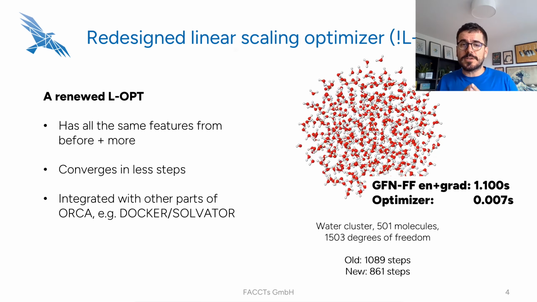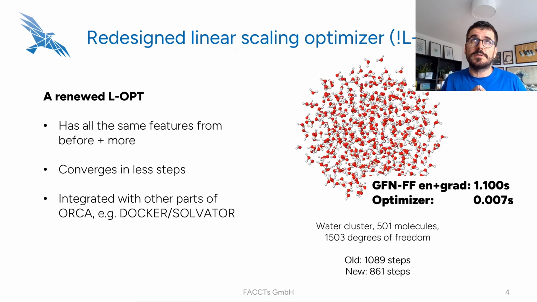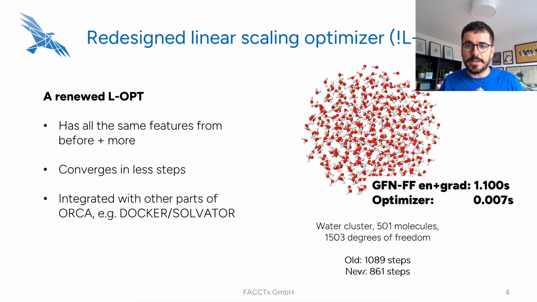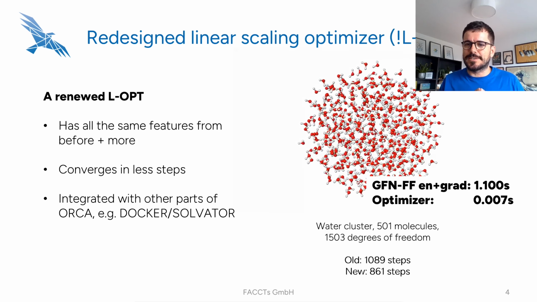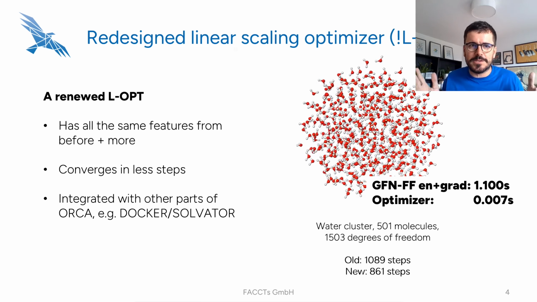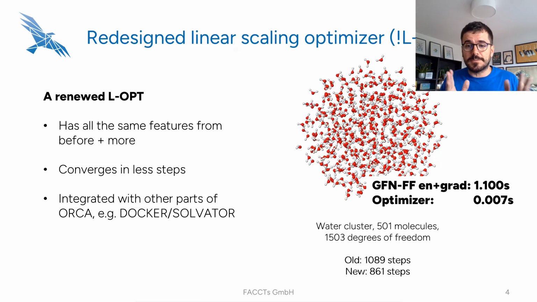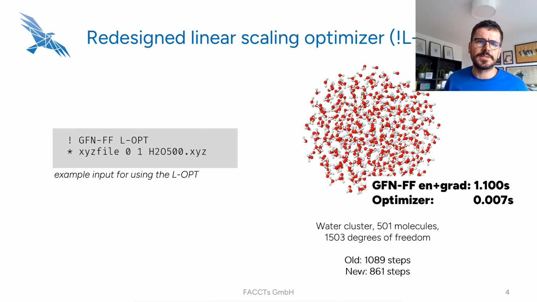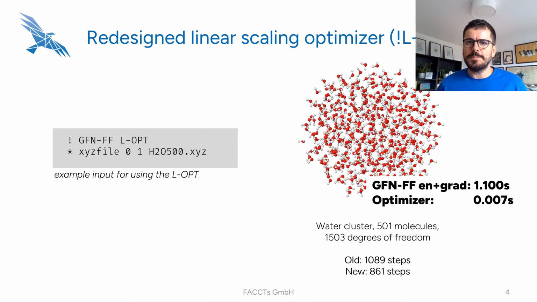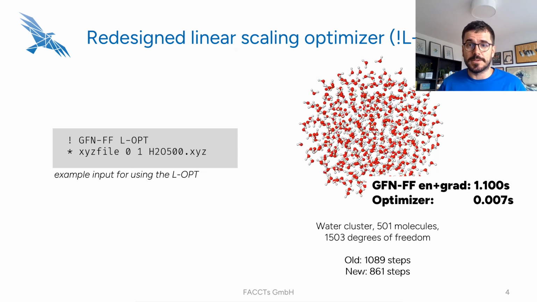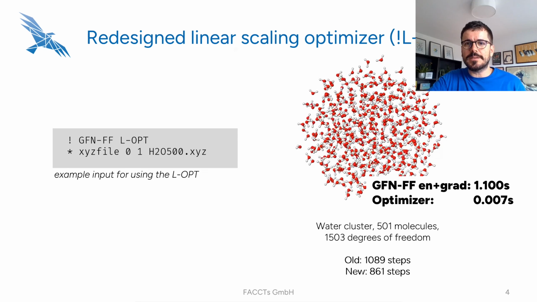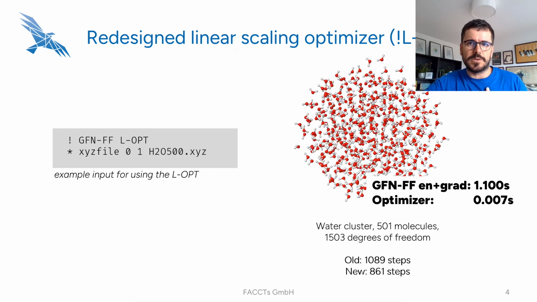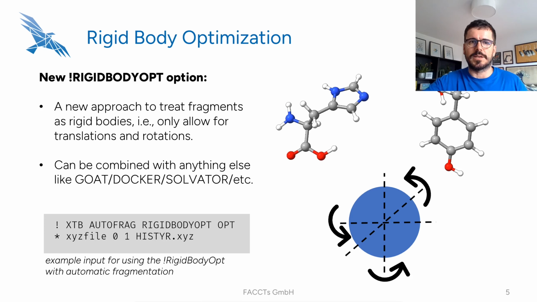Just to give you an idea, this is a water cluster with 500 water molecules, 1,500 atoms. And the GFN-FF energy plus gradient, so the force field energy plus gradient, takes about 1 second. And now the L-BFGS optimizer takes 7 milliseconds. So basically the optimizer contributes nothing. And if you're working with some force field or something like that, you will notice the difference. It's really significant. And the input is as simple as that. You just have to give L-opt instead of opt, and the linear scaling optimizer will be invoked. This is a nice thing that, as I said, we needed to integrate with other parts of the code. And in the end, we ended up making something that's actually even more efficient. So that was a nice outcome.